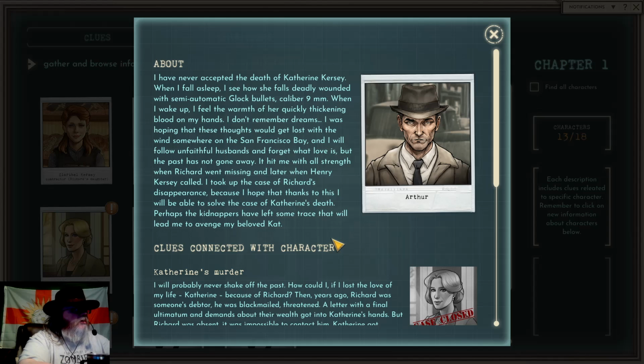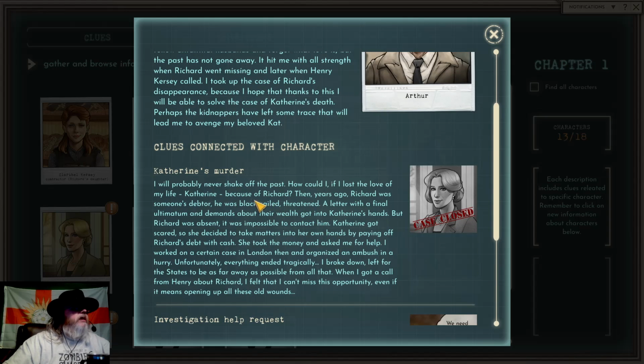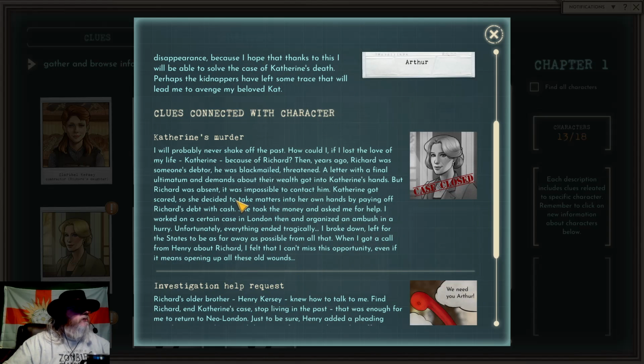I took up the case of Richard's disappearance because I hope that thanks to this, I will be able to resolve the case of Catherine's death. Perhaps kidnappers have left some trace that will lead me. Clues connected. Catherine's murder. I'll probably never shake off the past, how could I?